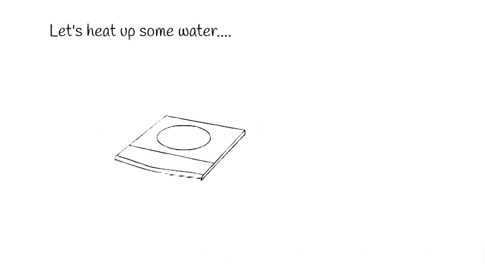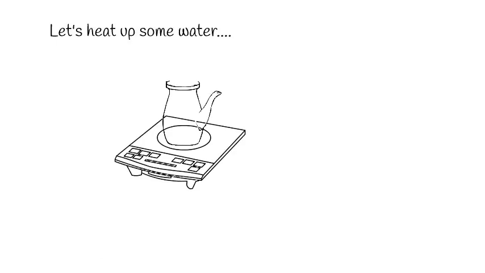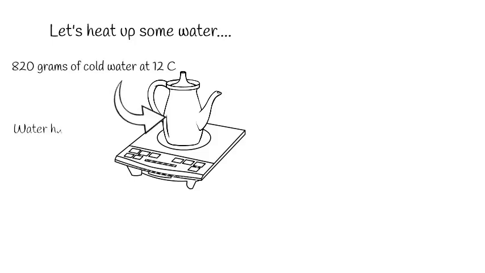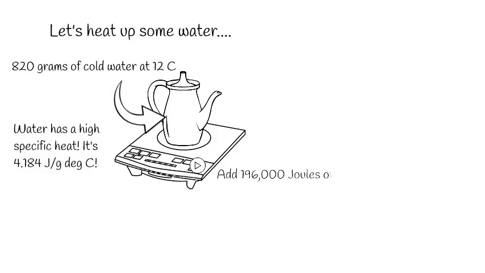So now let's heat up some water. Here's a hot plate. I'm going to put a coffee pot on, and I'm going to fill it with water. In this pot, I'm putting 820 grams of cold water at 12 Celsius. Water's hard to heat up, 4.184 joules to get a gram to warm up by a degree.